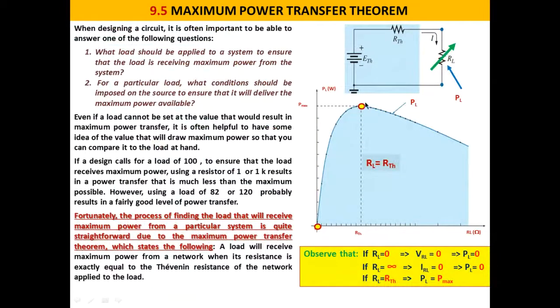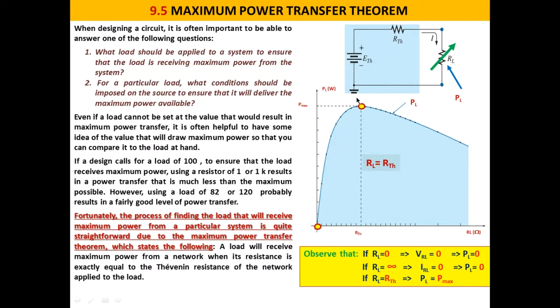But at a certain point, the power will change direction. Here, the power is increasing, and from this point, the power starts decreasing. It means that this point is the maximum, the point that corresponds to the maximum power that we can extract from this network. We call it Pmax. This is the point that corresponds to the maximum power transfer, the maximum power that can be transferred from the network to the load.